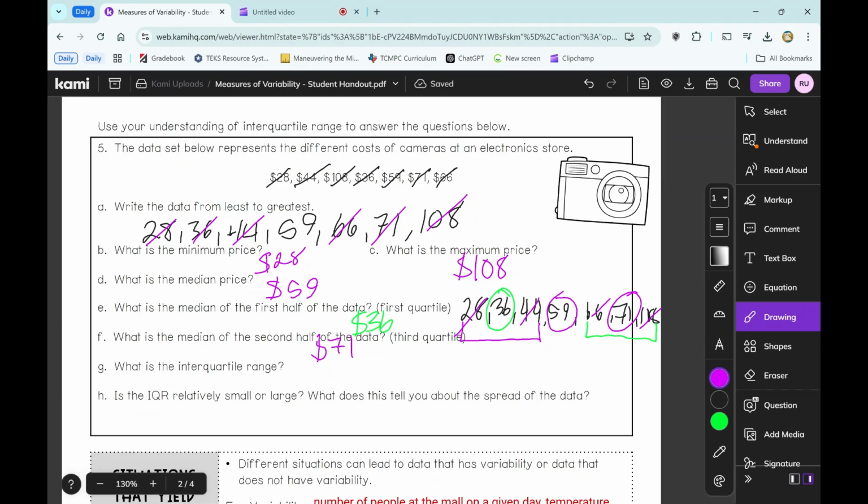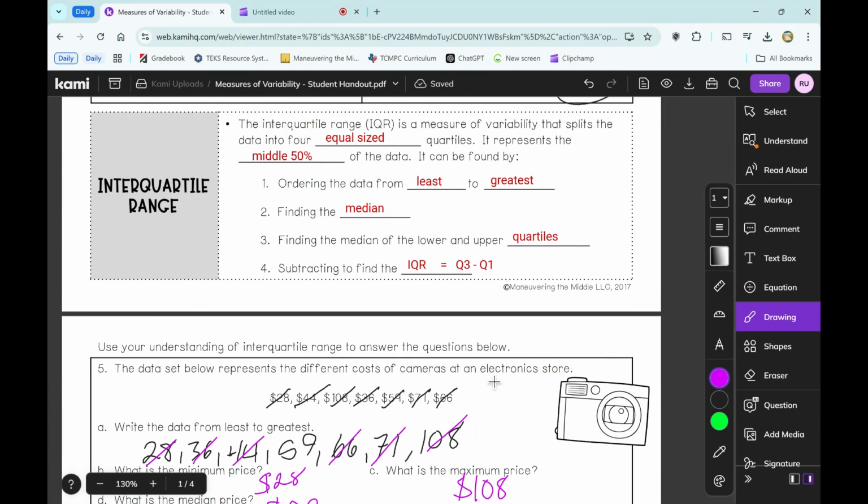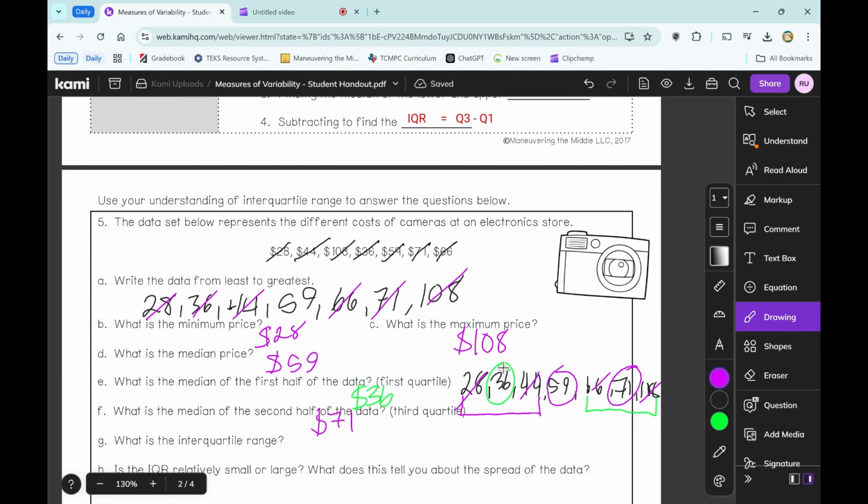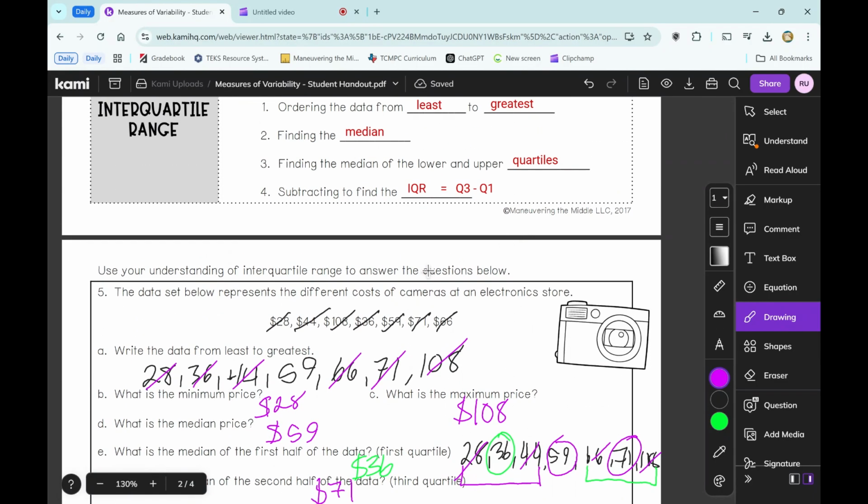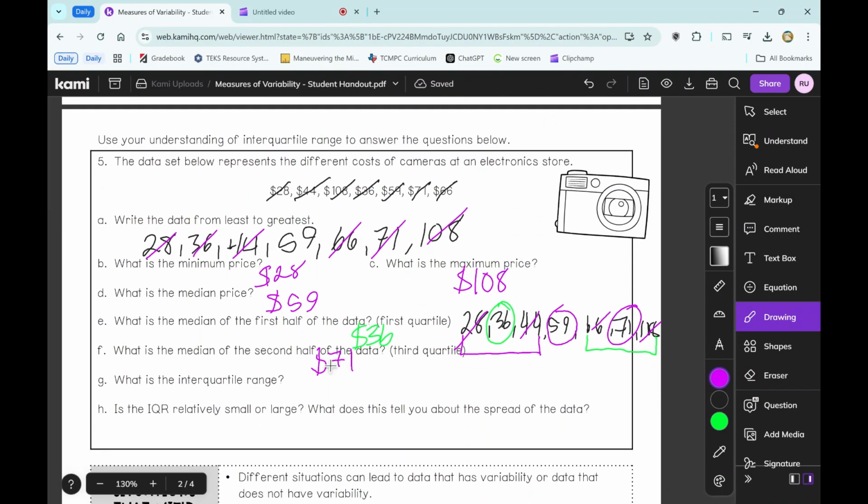So in order to find the interquartile range, we had to order the data from least to greatest. We found the median, which was 59. Then we found the median of the lower and upper quartiles, 36 and 71. The last thing we have to do to find the interquartile range is subtract the first quartile from the third. So the third quartile is 71, the first quartile is 36. So when we subtract those two, we will get our IQR.